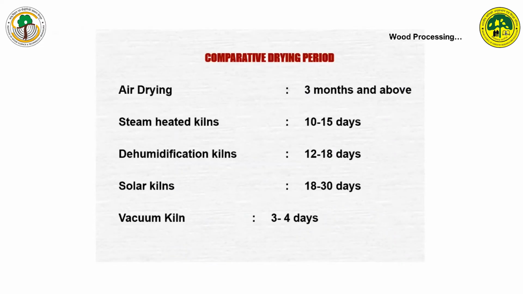And if you talk about the drying time, air drying, as I mentioned, can be very lengthy. It can be maybe 3 to 6 months. It depends on the drying condition, I mean, the environment where the wood is put to dry. Then a steam heated kiln can be 10 to 15 days. Dehumidification around 12 to 18 days. Solar kilns 18 to 20 days, even 30 days, and a vacuum kiln can take 3 to 4 days.